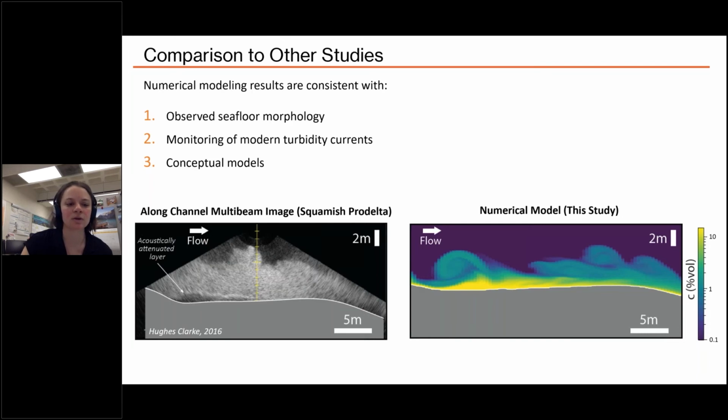And in fact, when John Hughes Clarke was analyzing this data set, he noted the occurrence of an acoustically attenuating layer that thickened at the lee side break of a bedform, and he interpreted this to be a hydraulic jump, a denser basal layer undergoing a hydraulic jump. So that's very consistent with the properties of the bedform-forming flows in our models.